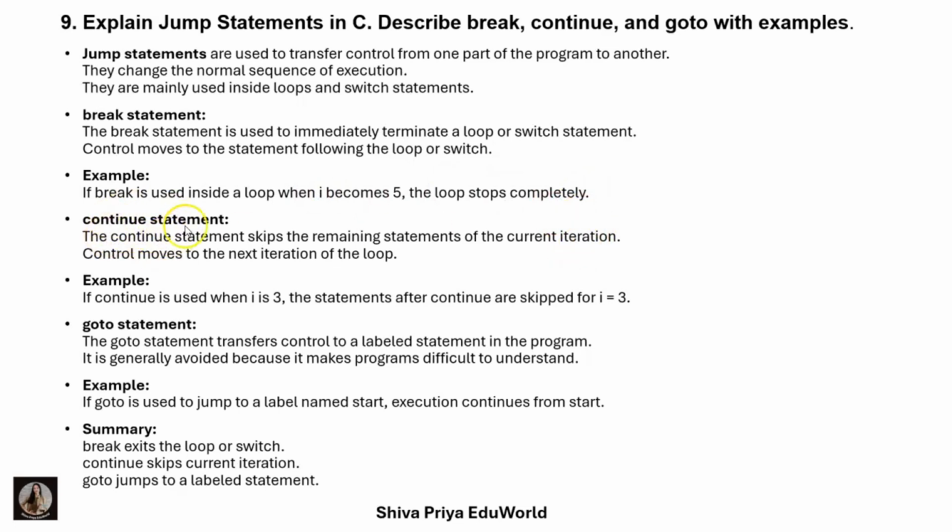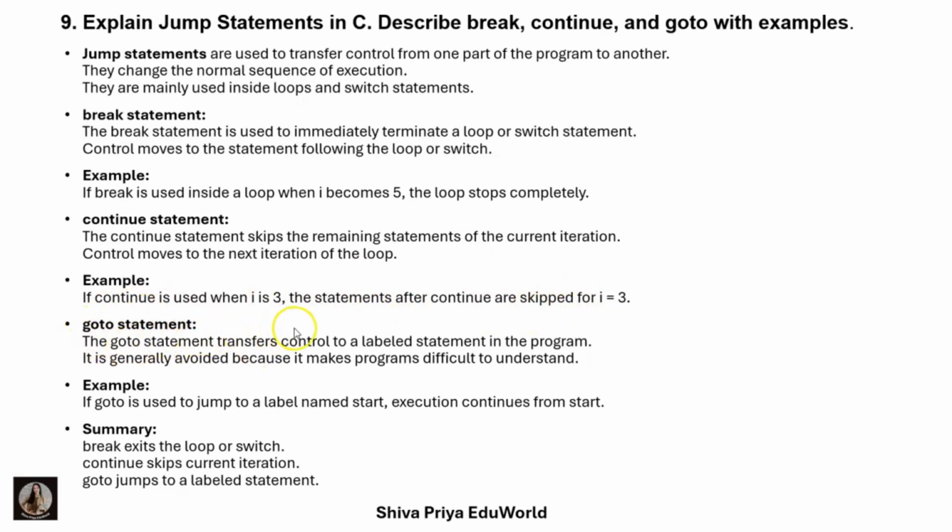Continue statement. Here the continue statement skips the remaining statements of the current iteration, which means it will just skip the current iteration's remaining statements, and the control moves to the next iteration of the loop. Clear? This is the continue statement. For example, if continue is used when i is 3, then the statements after continue are skipped for i equal to 3, which means it will skip only the current iteration and move to the next iteration. The next one is the goto statement.